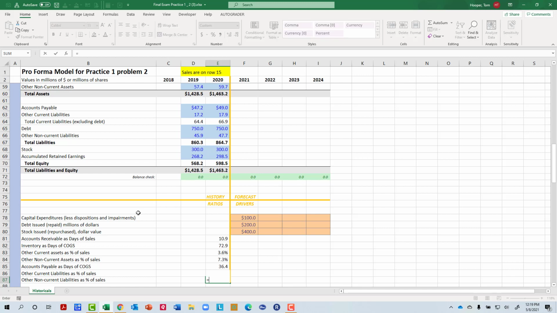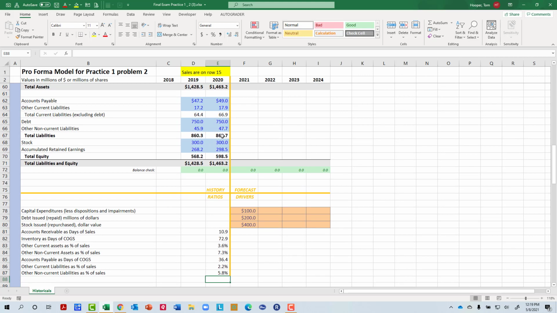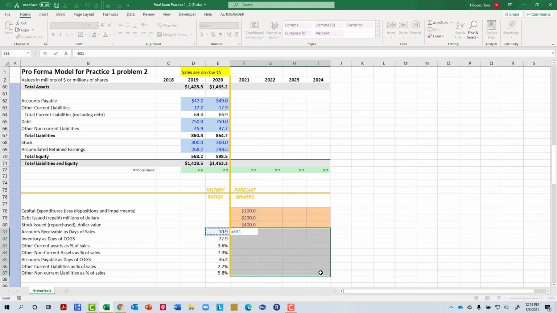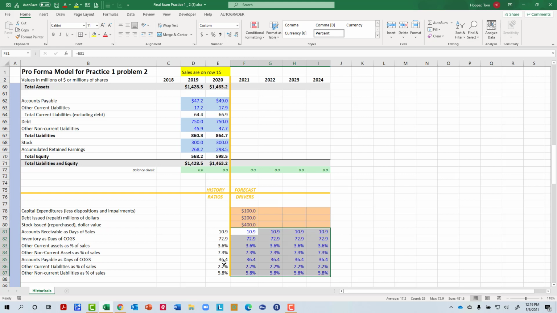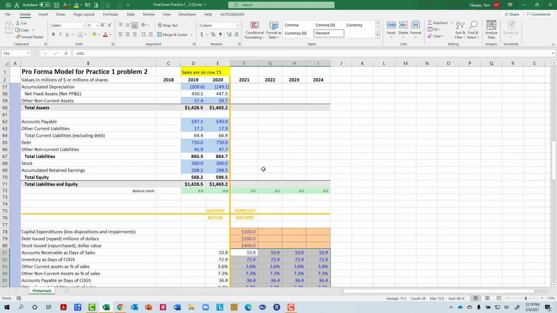So other non-current liabilities as a percentage of E15. And same thing again here. I don't know. I'm going to try it, see if it messes up any of my formatting. Control Enter did not. It kept these in days, those in days, everything else in percent. So got those brought forward. If we were doing a project, we'd put more thought into these drivers, but for an exam problem, we'll just carry it forward.